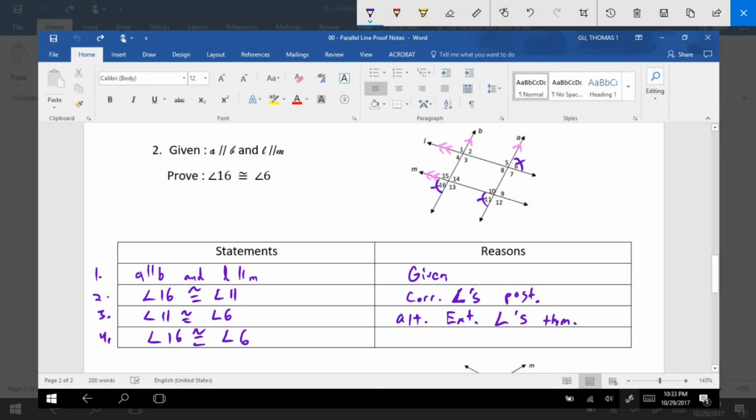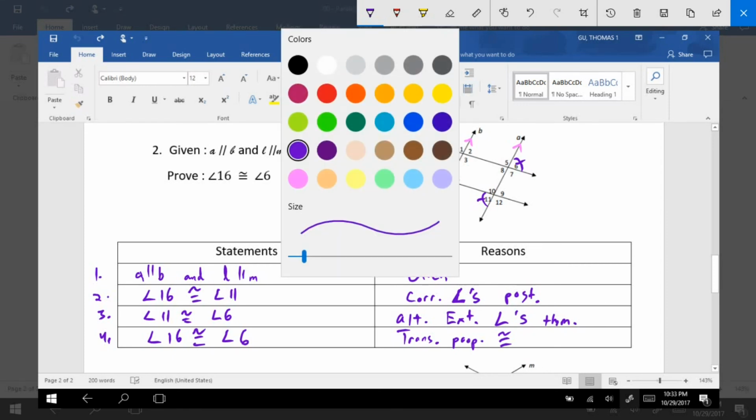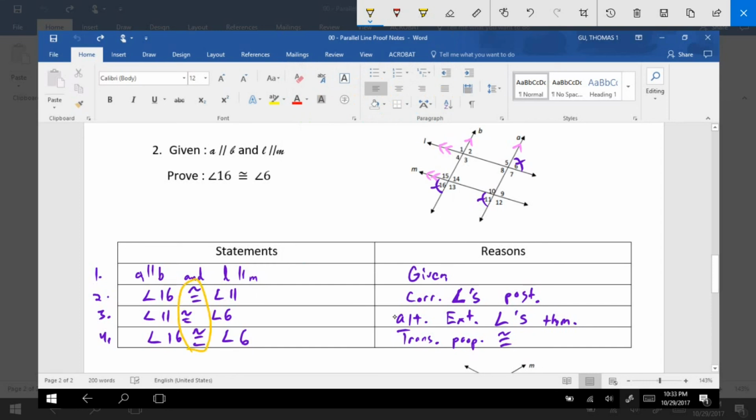And then our final step, look, in step 2, 16 is congruent to angle 11. In step 3, angle 11 is congruent to angle 6. And suddenly, in step 4, we have angle 16 is congruent to angle 6, which means once again, we've used the transitive property of congruence. Do not write of equality this time because we're dealing with congruent signs. As you can see, from beginning to end, we only use congruent signs. So make sure you write transitive property of congruence. And that's the end of number 2.